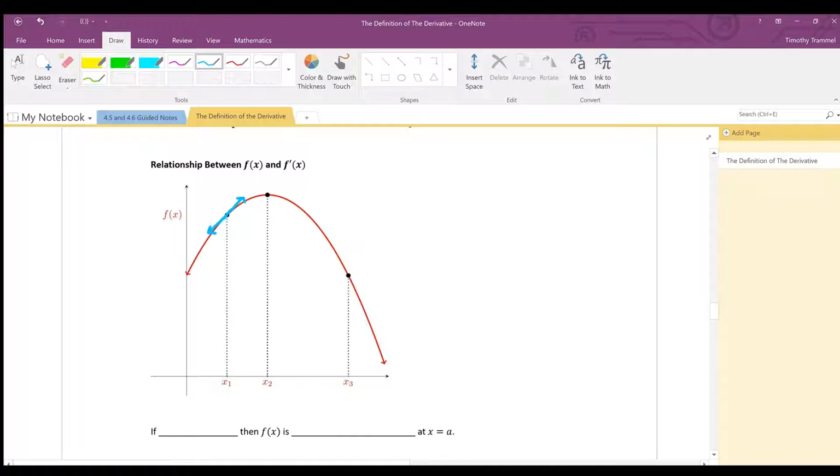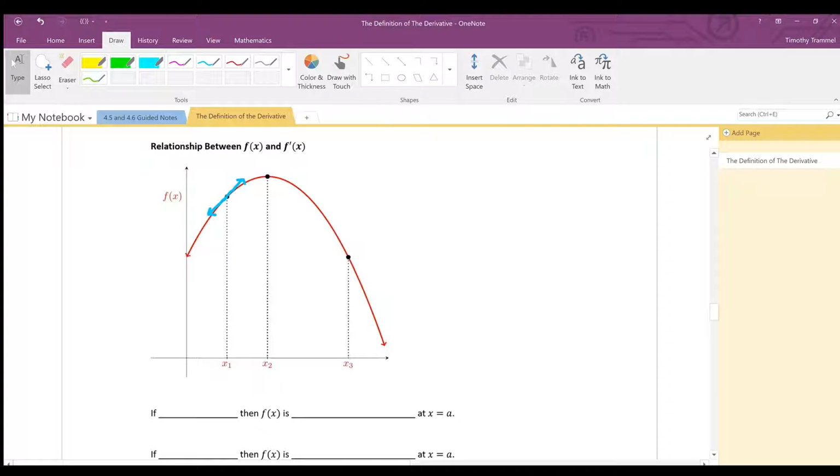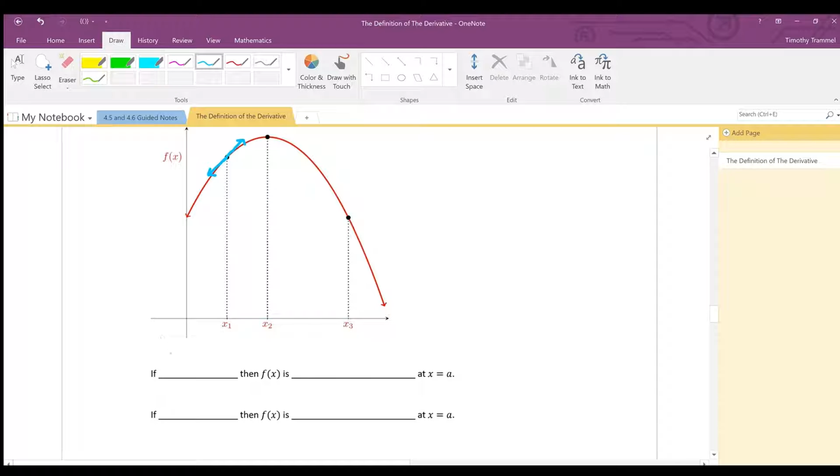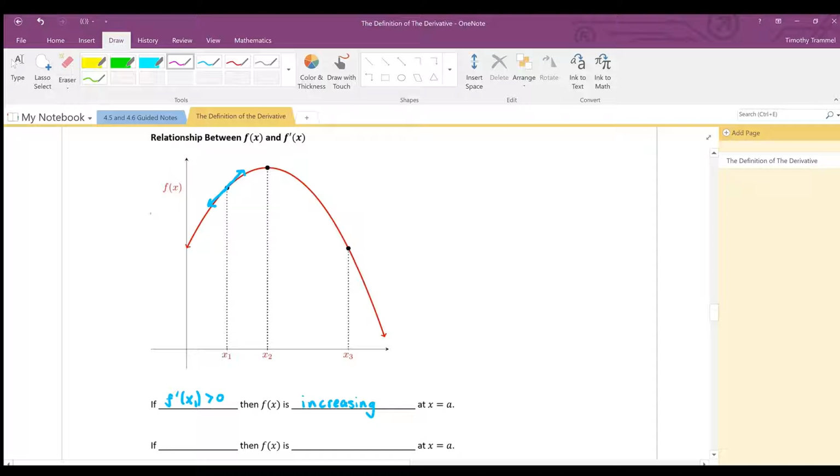Okay, and you can see that this line here has a positive slope, which means that the derivative here is also positive. Let's go ahead and fill this in. So if f prime of x1 is greater than 0, then f of x is increasing at x equals a. All right, so next, let's look at the slope of the tangent line here at x3.